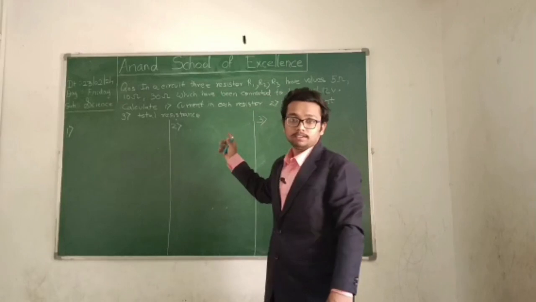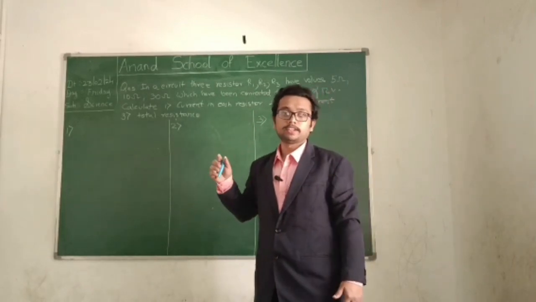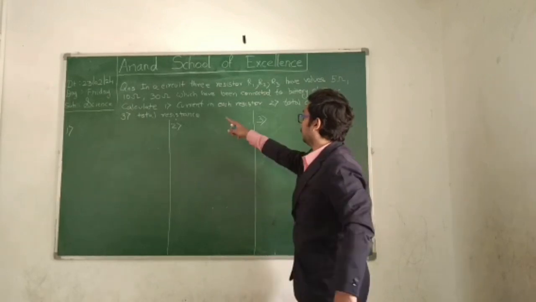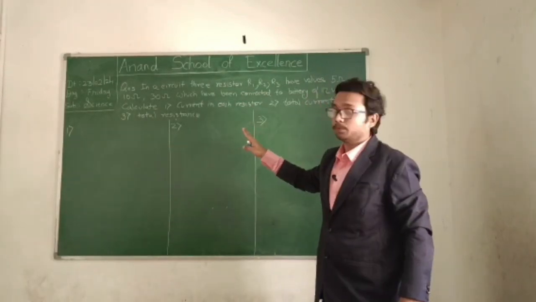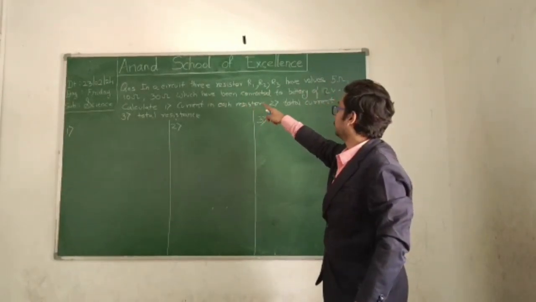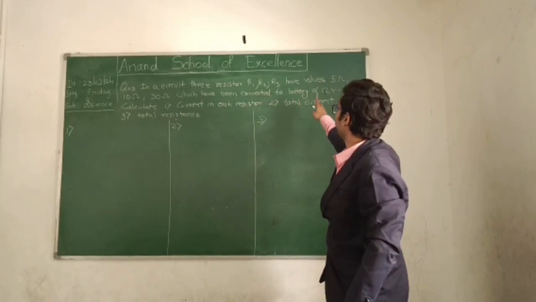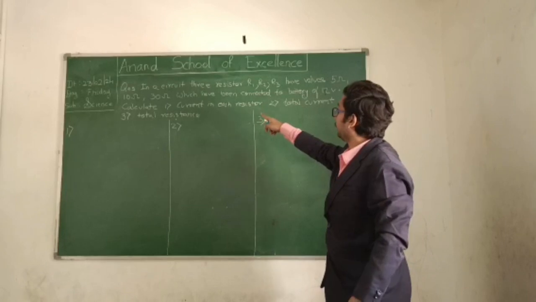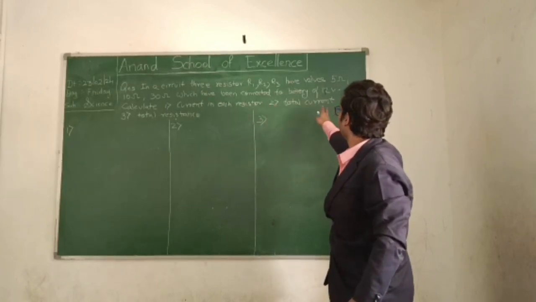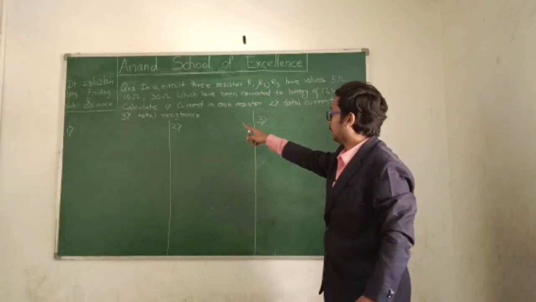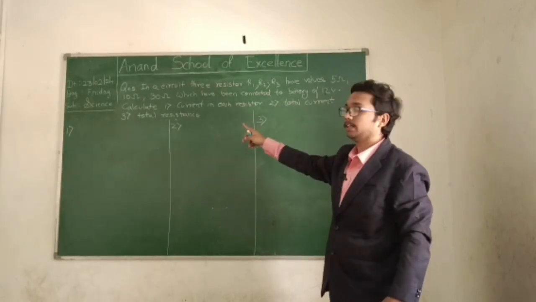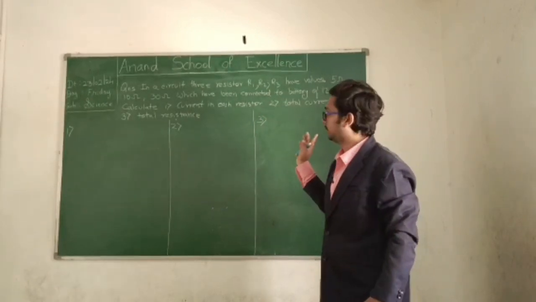Let's do a numerical related to that type of connection, that is parallel connection, for better understanding of the topic. In this question, there are three sub questions. In our circuit, three resistors R1, R2, and R3 have values 5 ohm, 10 ohm, 30 ohms, which have been connected to a battery of 12 volt. Calculate current in each resistor, total current in the circuit, and total resistance in the circuit.